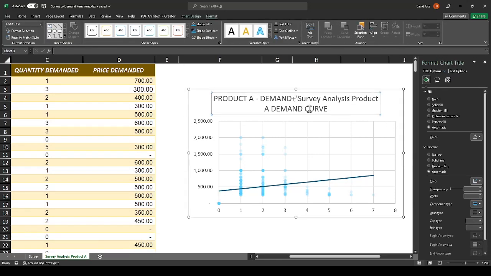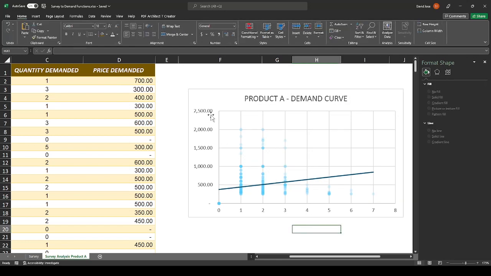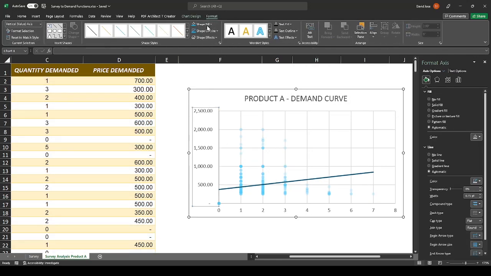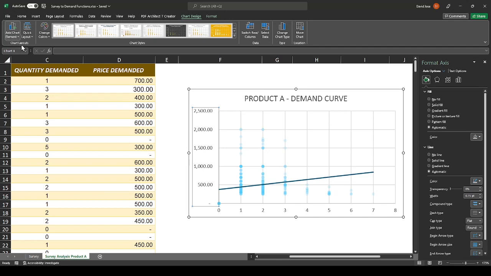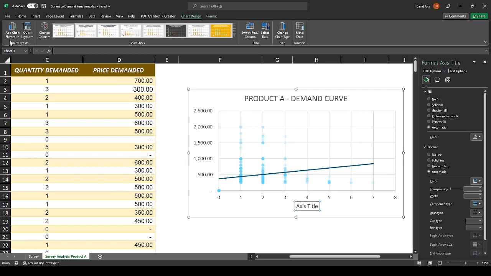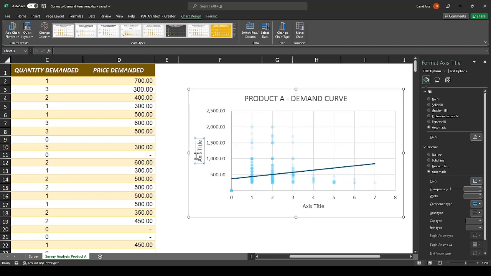Demand survey, no, let's delete this one. Demand curve, much better. We can include at the left chart labels, axis titles, and then this one to make this price demanded, and then this is quantity demanded. Much better.